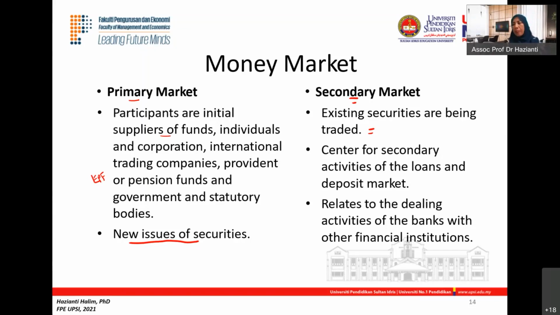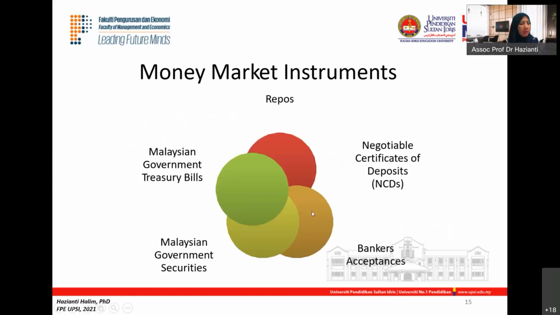All right, next would be money market instruments. Okay, ini banyak sikit lah nanti awak kena baca. Okay, for example, kita ada repos. Kita tengok apa maksud dia. We have NCD or NID. Okay, sama certificate ataupun instrument. We have bankers acceptance. We have Malaysian government securities and also Malaysian government treasury bills. Right, so you have to understand the nature of each of these money market instruments.